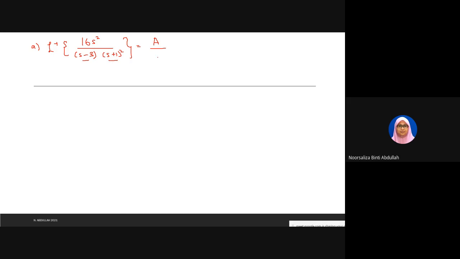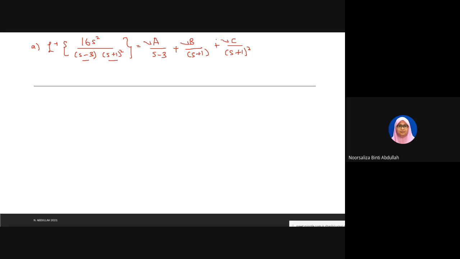Okay, so A over s minus 3, and then plus with B over s plus 1 plus C over s plus 1 square. Okay. So ini dalam bentuk pecahan separa. Okay, then you need to find what is A, what is B, and what is C.